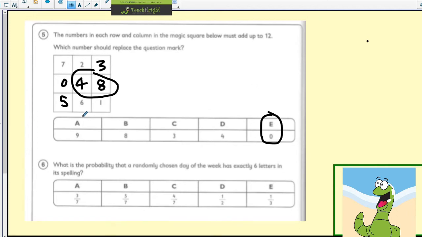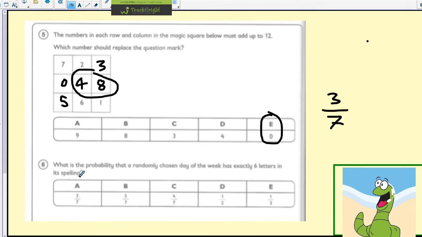Number 6. What is the probability that a randomly chosen day has exactly 6 letters in its spelling? Well, for this one, it might be worth your time, if you're not that confident with the spelling, listing out the answers. But the days that have only got 6 would be Monday, Friday, and Sunday. So that's 3. And the days in the week are 7.